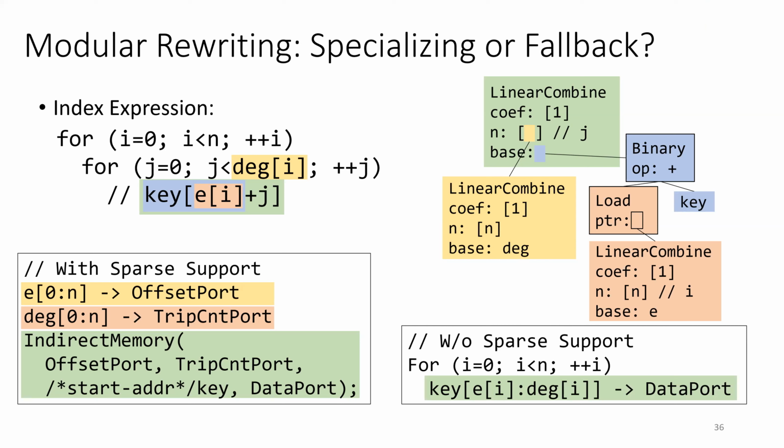Is indirect memory an intrinsic in your design? Yeah, it's a control intrinsic. The offset is from this stream, and the trip count is from the other stream. Starting address is the key, and finally the data is forwarded to the data port. Yes.